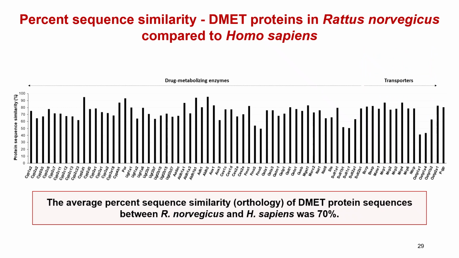So we also performed the analysis of the percent sequence similarity of the DMET proteins in the rats compared to humans, and it was found that on average 70% sequence similarity was found for all the analyzed DMET proteins between rats and humans. In the current model also for digoxin, considering that the proteins are orthologous, the same Km values were used of the PGP transporter and the CYP3A enzyme.